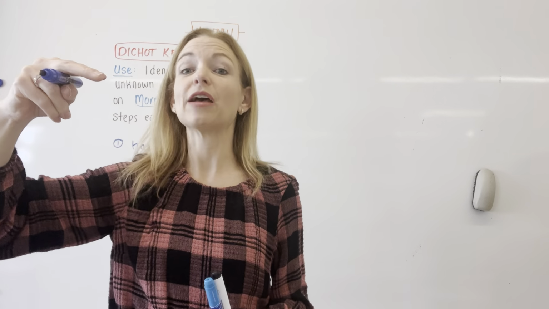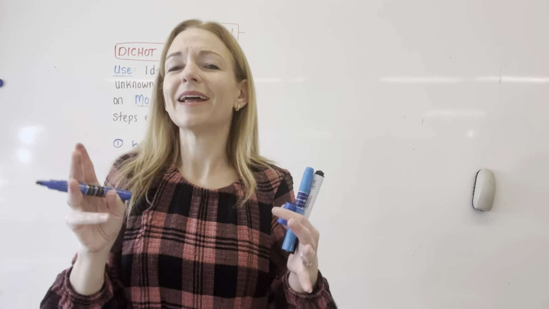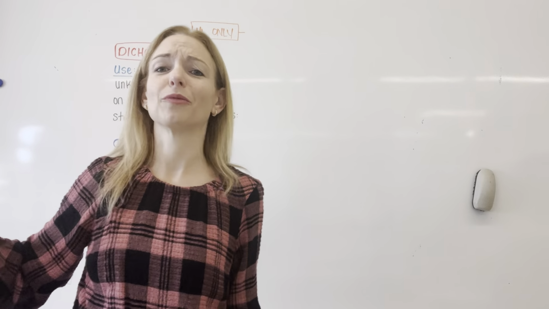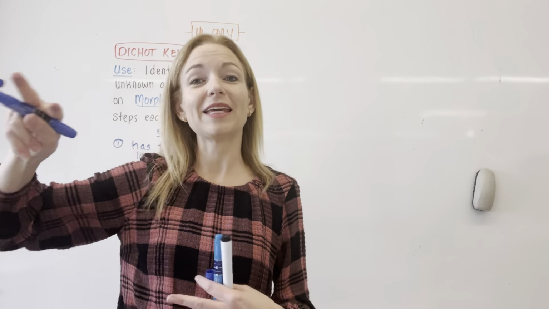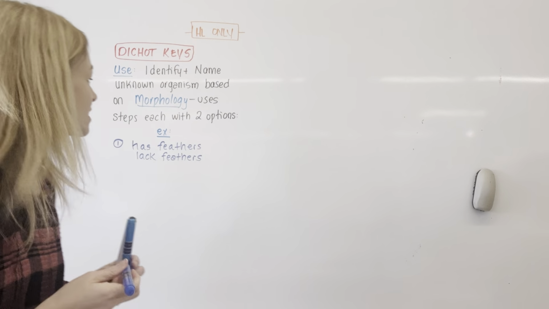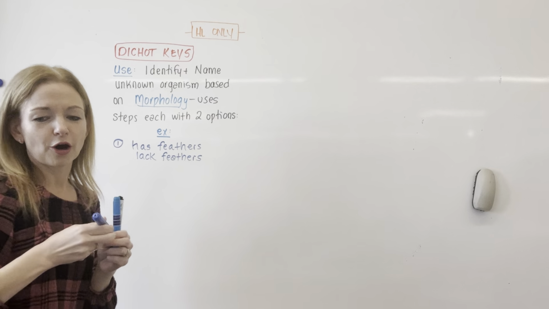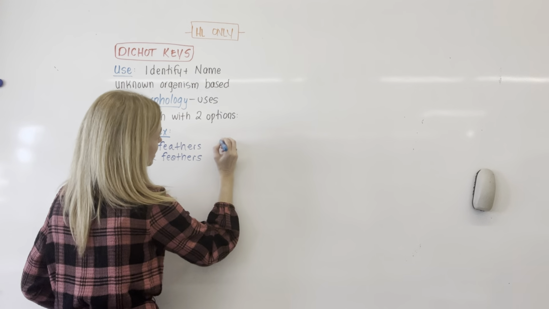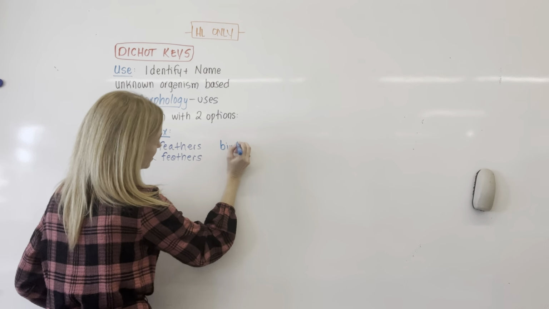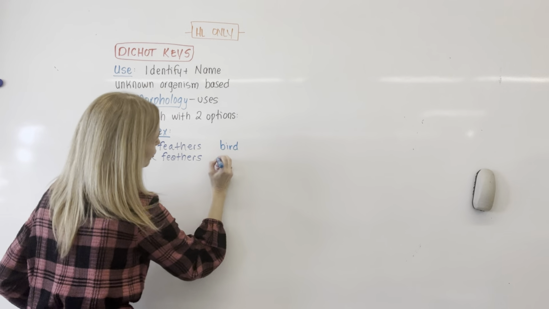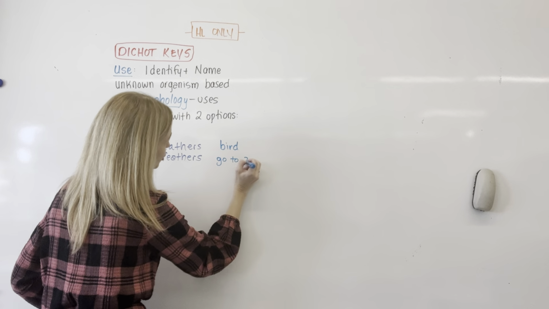has fur, has scales, has slimy skin. It kind of seems dumb because it feels like that might be a faster way to go about it, but a true dichotomous key only has 2 options at each place. So if it has feathers, then it would tell you, oh, good job, you've identified it, it is a bird. If it does not have feathers, it's going to tell you to go to step number 2.